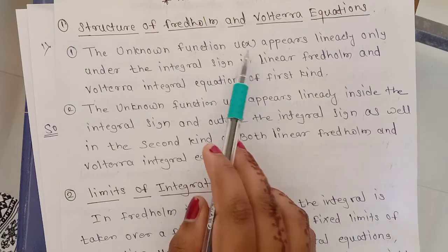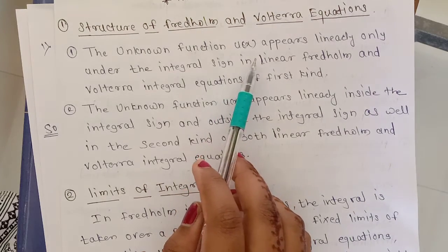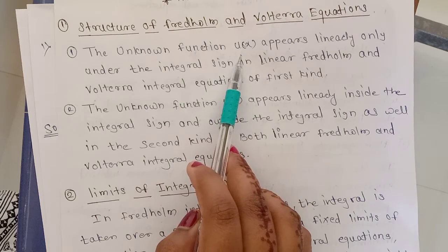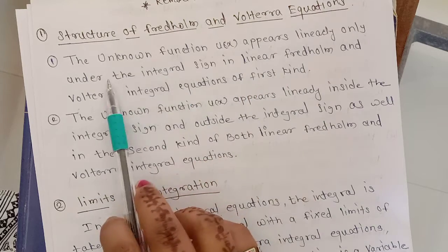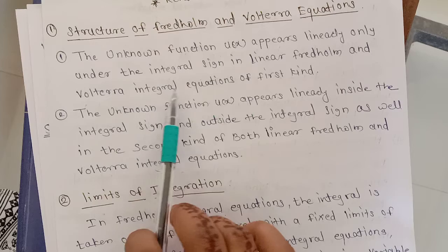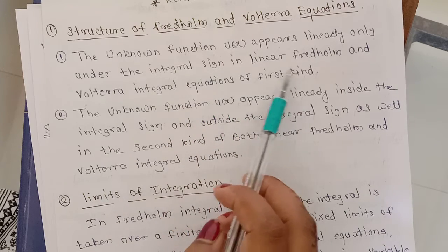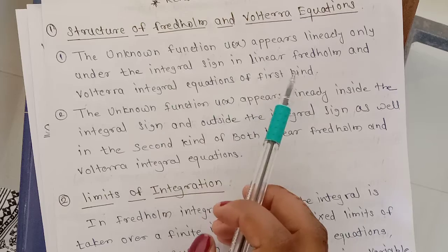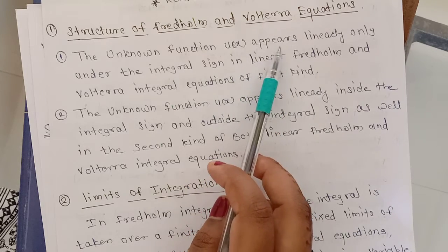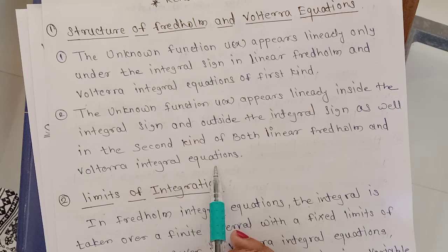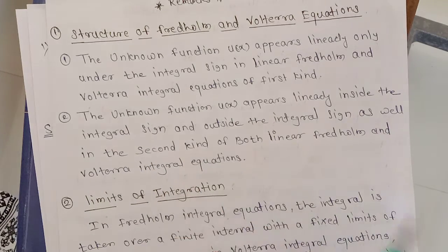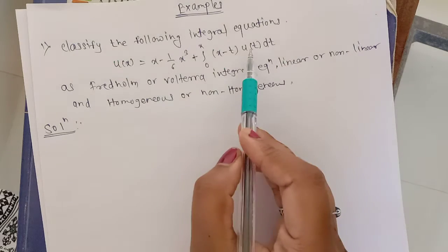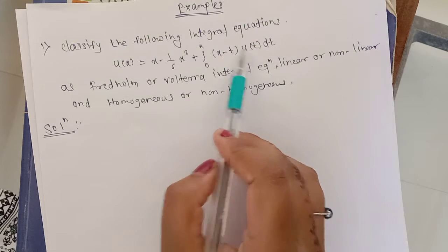When the unknown function u(x) appears only once in the integral equation, then this type of integral equation is of the first kind. Look here: the unknown function u(x) appears linearly only under the integral sign in the linear Fredholm and Volterra integral equations of the first kind. That means in the first kind of integral equation, the unknown function u(x) appears only inside the integral sign, while in the second kind of Volterra or Fredholm integral equation, it appears inside as well as outside the integral sign. So look at our integral equation. Here the unknown function u appears inside as well as outside.